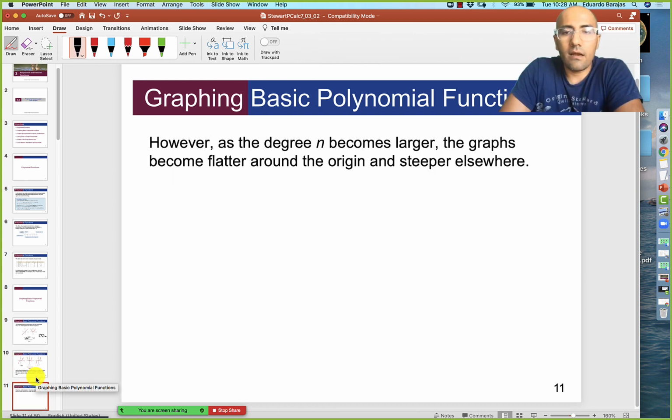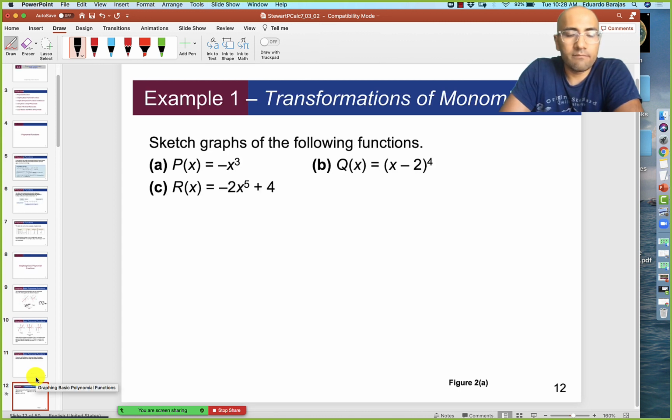So as n becomes larger, the graphs become flatter around the origin and steeper elsewhere. So using transformations, we can approximate what's going to happen to these graphs. What happens when we multiply a function times -1? It's a reflection about the x-axis, right? So we flip it upside down.